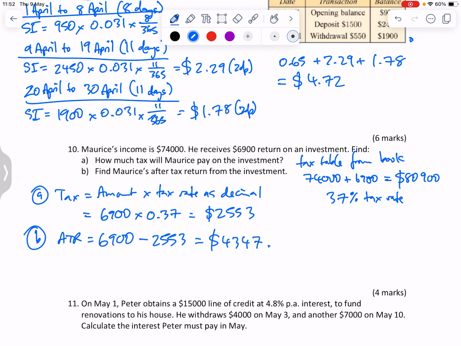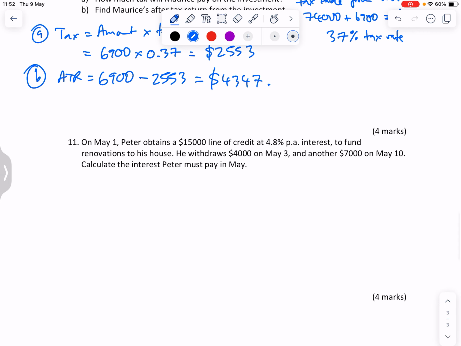Last one. On May 1st, Peter obtains a $15,000 line of credit at 4.8% per annum interest. Withdraws $4,000 on May 3rd. Another $7 grand on May 10th. Calculate the interest he must pay in May.